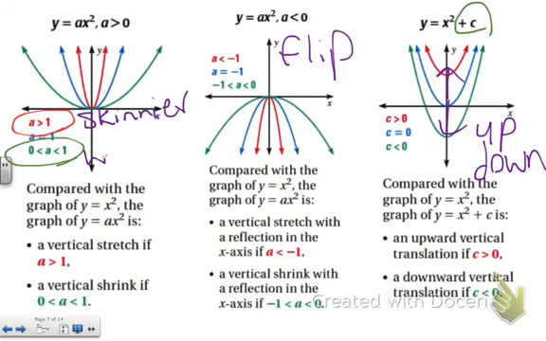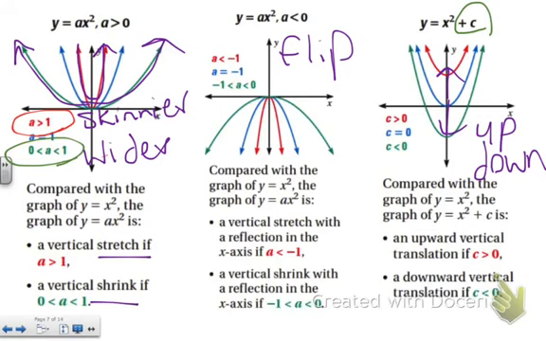skinnier and wider. Some people will get confused by the idea of stretch and shrink. Technically, when they say stretch, they're talking about the skinnier one, because it's like you're pulling it upwards, and shrink is like you're pushing it down. So shrink is talking about the wider one. I prefer to say skinnier and wider because I think it is less confusing.